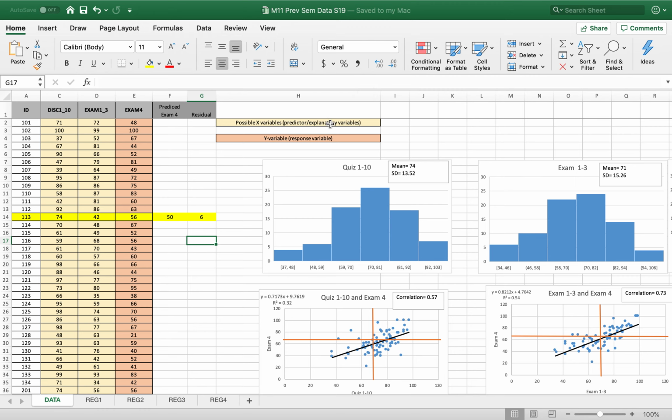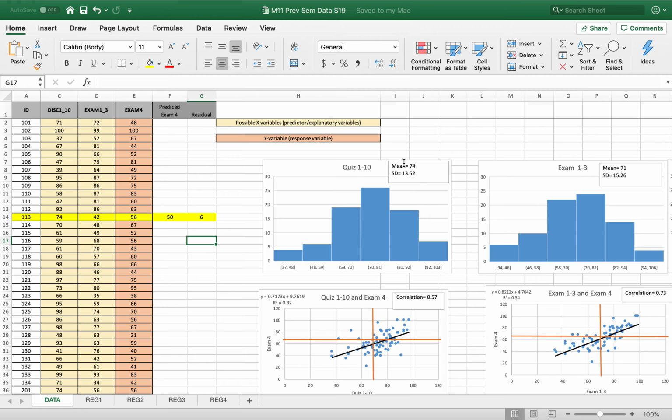And the question that we are looking at is how well can we predict a student's score on the final exam based on their performance in the class from the first 13 weeks of the semester? So the two explanatory variables I will be looking at are the results from exam 1 through 3 and then the quiz results from 1 through 10. And the response variable for both of those is going to be exam 4.